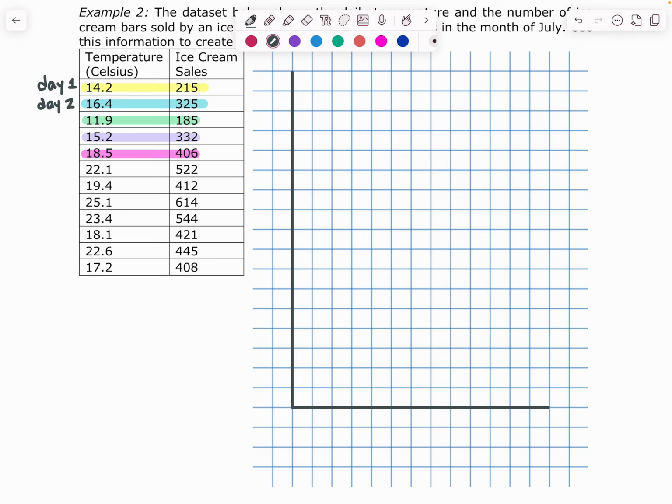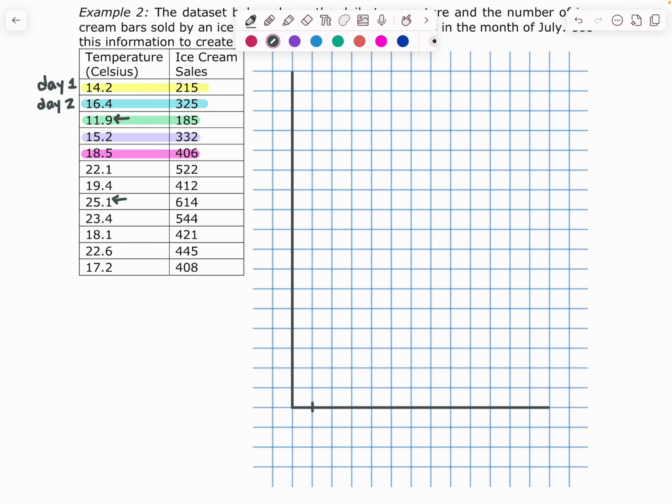And also, just like we did with our histograms and bar charts, I'm going to look at the smallest temperature, which looks like 11.9, and my highest temperature, which I think is 25.1. So when I'm creating my x-axis, I need to start at least as low as 11.9 and go up to at least 25.1.